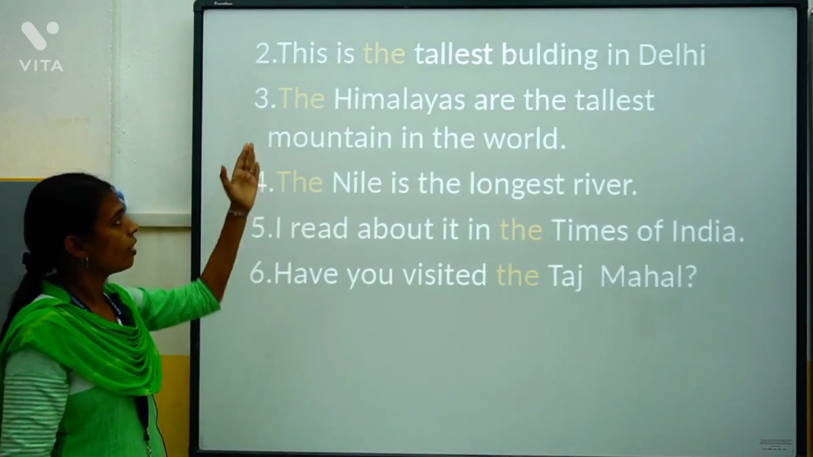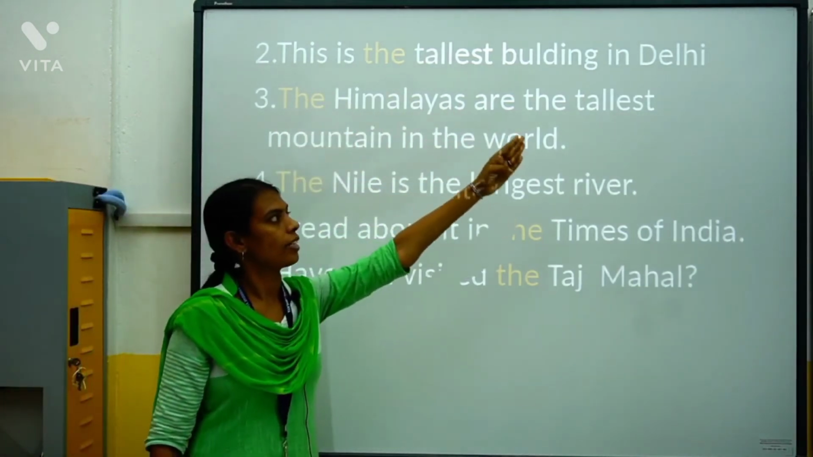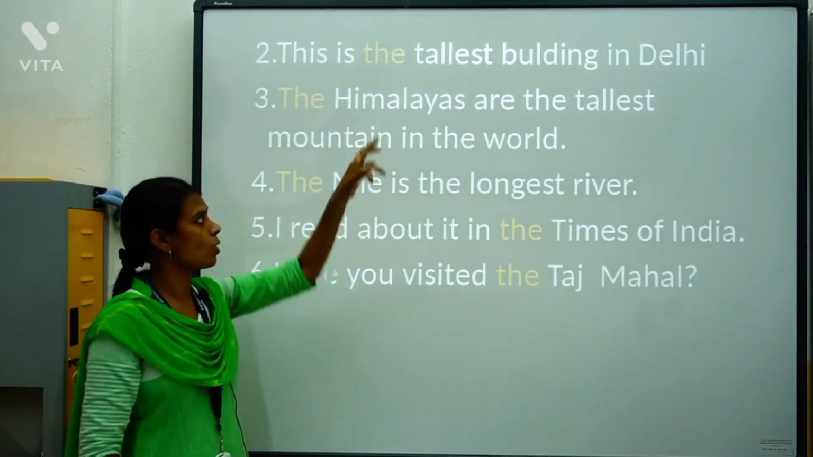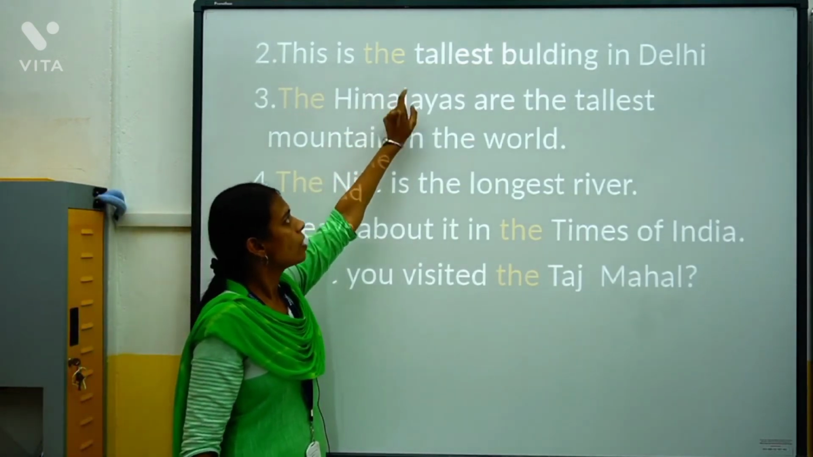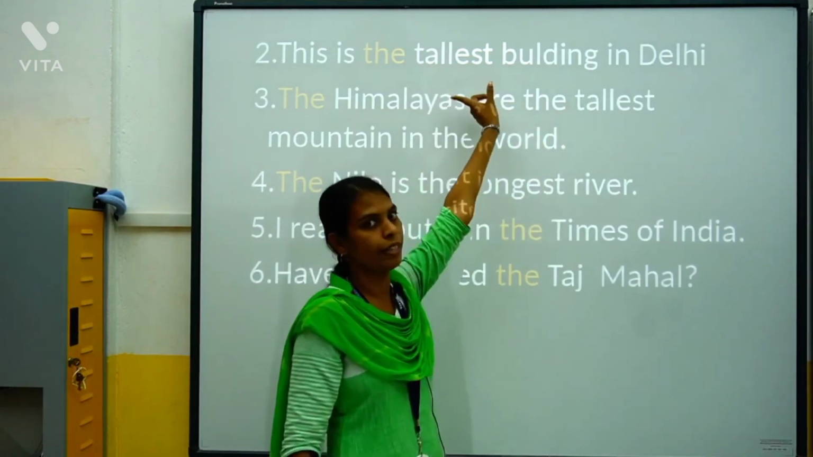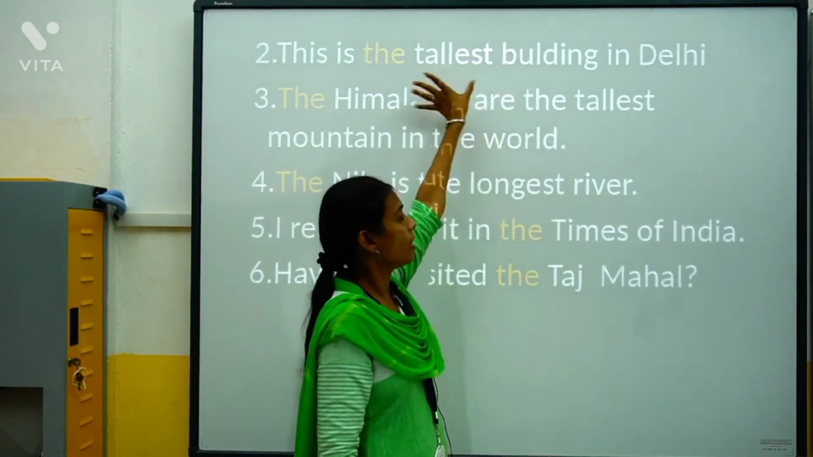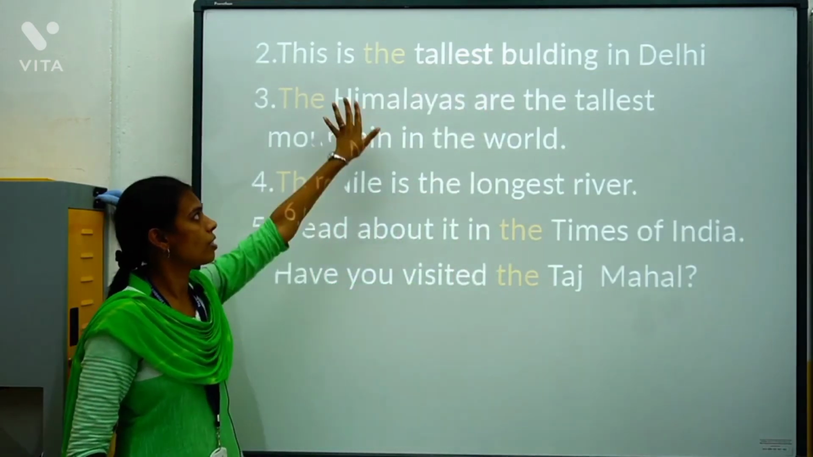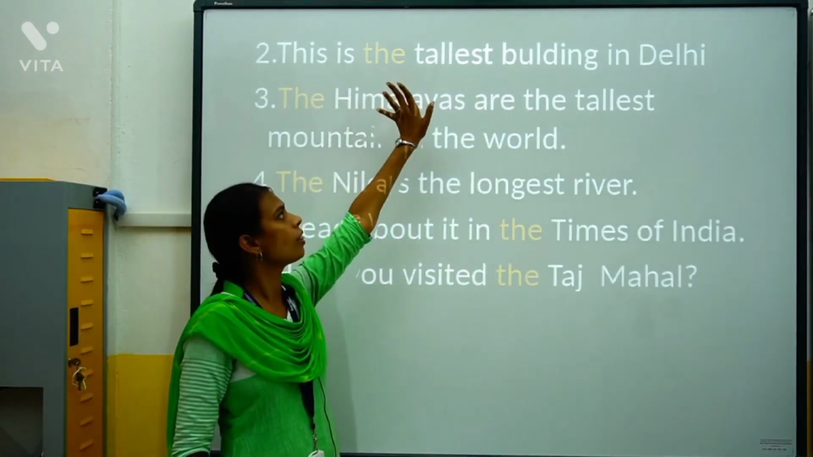This is the tallest building in Delhi. I told you before, before the superlative degree also we can add "the". So this is the tallest building. Here "the tallest" is a superlative degree, right? So talking about a building, it's the tallest building, the tallest among all the buildings. So therefore we use "the" here.